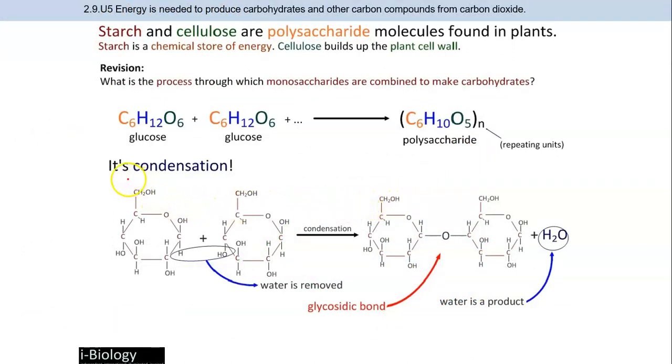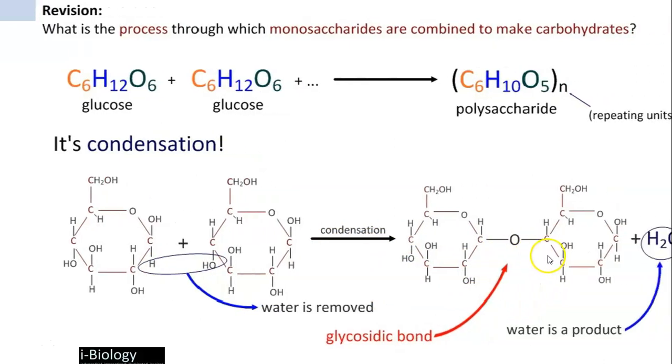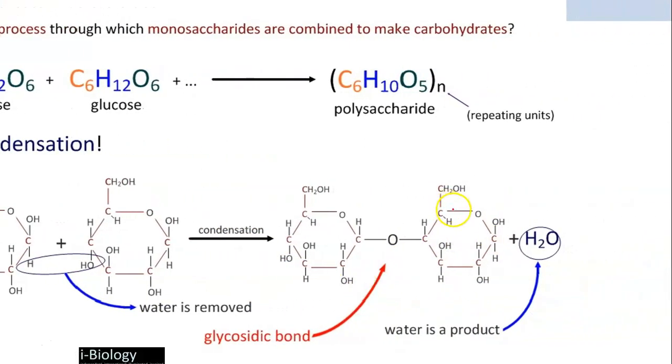If you remember what condensation was, think about it. It was the combination of two glucose molecules by releasing water, OH from here and H from here, and making a bond, which is a glycosidic bond. This is called condensation. This is the way that two molecules get together to make a disaccharide by condensation.